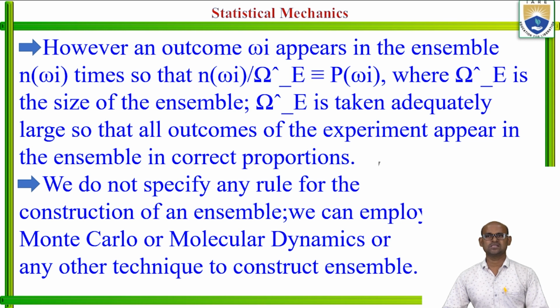So we need to take the size of the ensemble, omega E, adequately large, so that all the outcomes of the experiment appear in the ensemble in correct proportion. That means all the outcomes occur as many times as needed to reflect their probabilities. We do not specify any rule for the construction of an ensemble. We can employ Monte Carlo simulation, or molecular dynamics simulation, or any other technique to construct an ensemble.